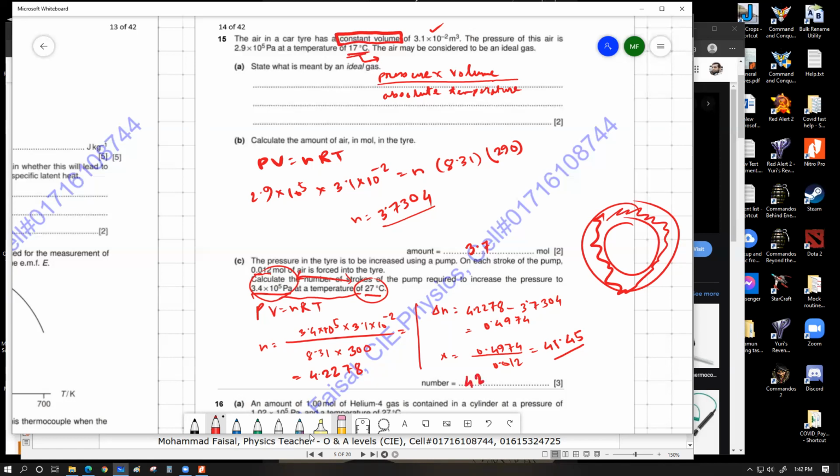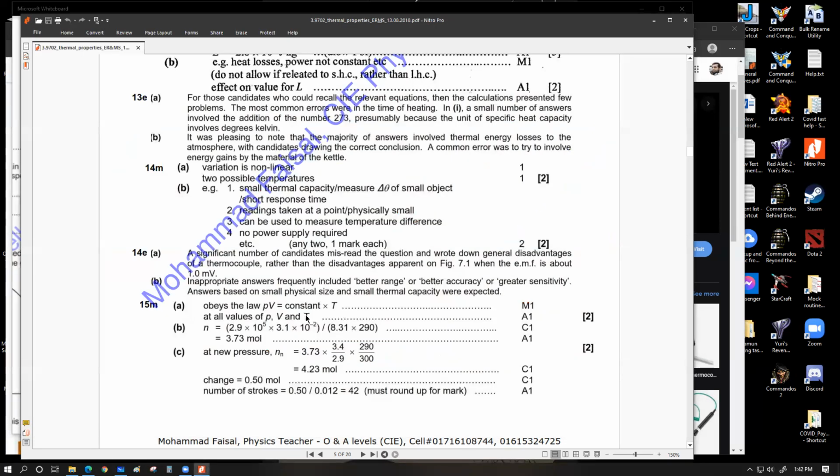Have a look at the mark scheme. Did they choose 42 as well? This is number 15. Yes. If we do their calculation, where they went for only 3 significant figure values for the mole calculation, they got 0.5 divided by 0.012, which gives us 41.66, which gave them 42. Must round up for the mark.